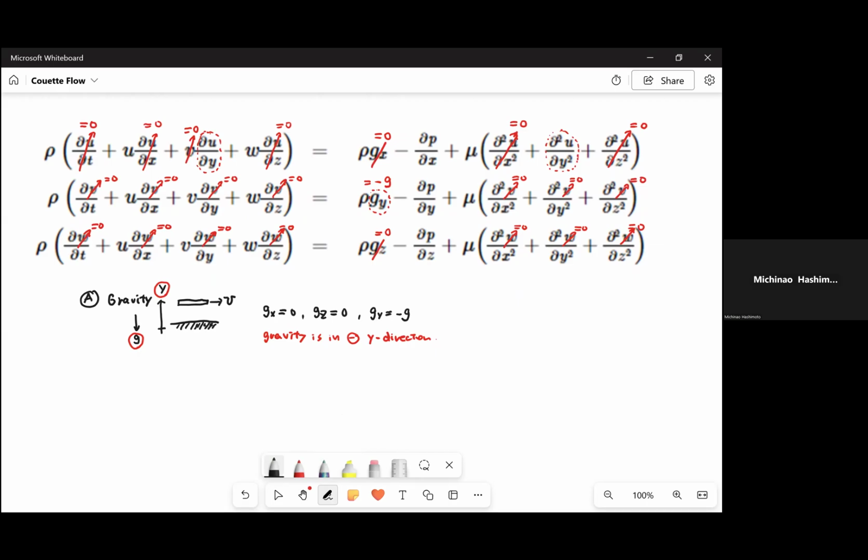Then what about the pressure? Okay, this is the pressure. So this pressure part, we just need a little bit of explanation. In this case, as far as this pressure goes, what we can say here is in the Couette flow.